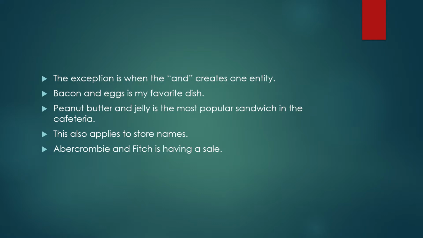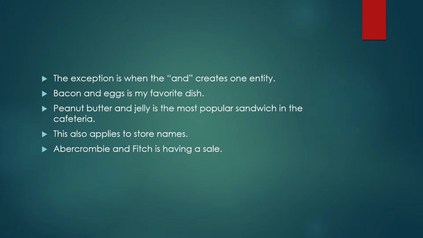However, the exception comes when the and creates a single entity, like the examples you're going to see down here. So, for example, bacon and eggs is my favorite dish. Now, can you talk about bacon and eggs separately? Yes. But when you indicate it as my favorite dish, then you're talking about it as one thing. As if you walked into a restaurant and said, which entree are you ordering for your breakfast? I'm going to have the bacon and eggs. That's my entree. It's the one thing I'm having.